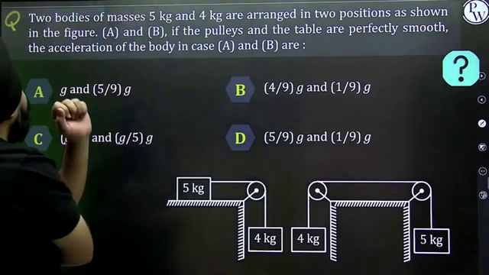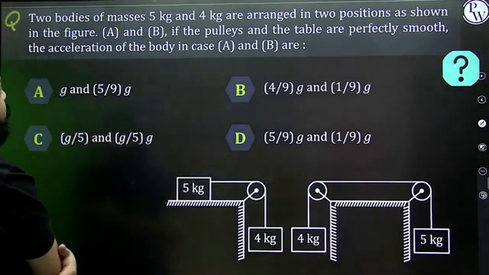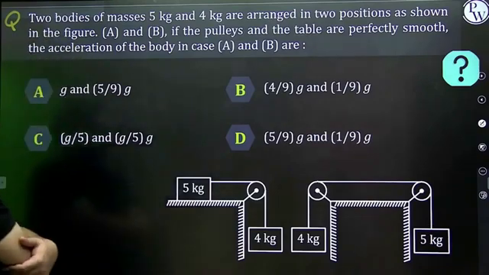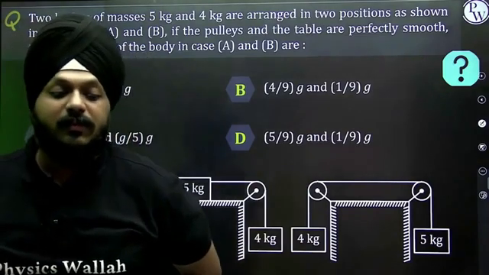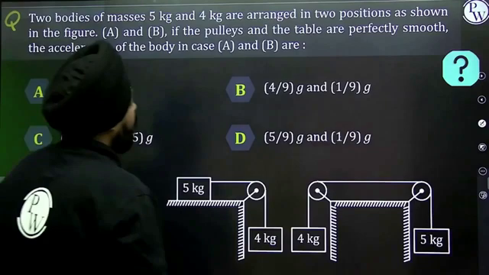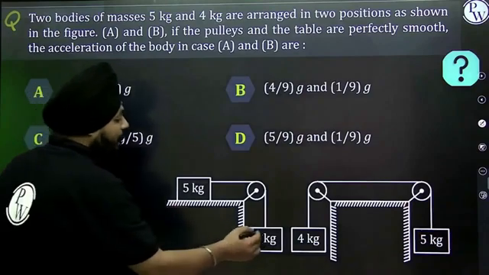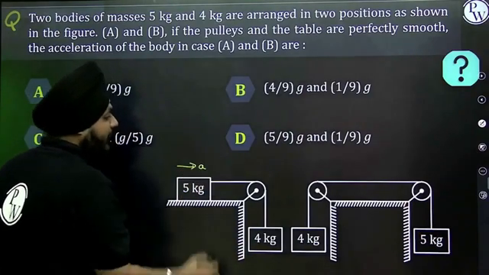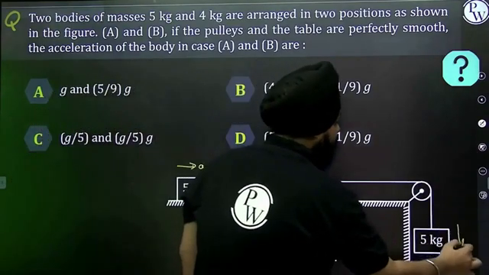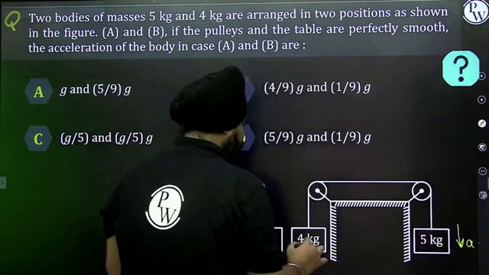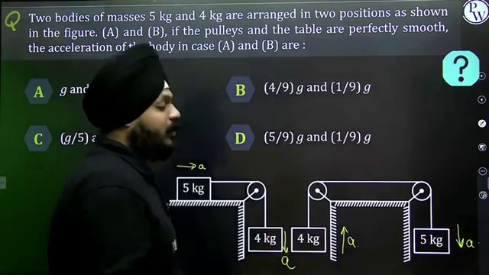Now let's move on to two bodies of masses 5 kg and 4 kg. They are arranged like this, and the tables are perfectly smooth. Ropes are massless and frictionless. In this case, what will be the accelerations of A and B? It's a very simple thing, the same procedure we need to follow. Here, obviously, the 4 kg is like this. The system will move this way because all the surfaces are frictionless. And here the system will move this way. This will be the net acceleration upward, and for this mass the net acceleration will be in the downward direction.